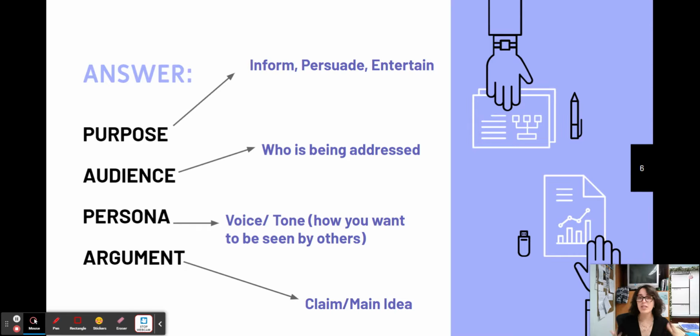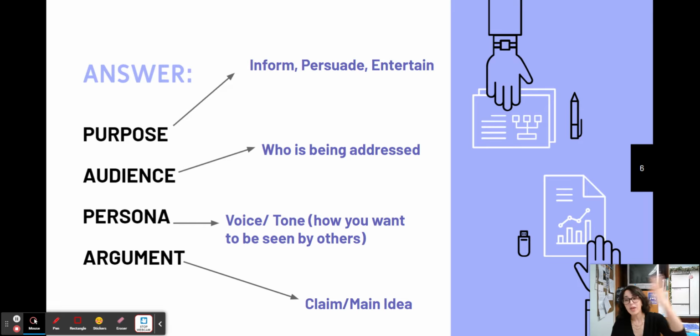Persona. How are you trying to come across? Do you want to come across as if you have authority, as if you are smart, as if you are dumb, silly? Any of those things, right? Think about being an actor or actress. What is your character's almost defining trait, right? How do you want to come across? And then finally, the argument, the claim, or the main idea.